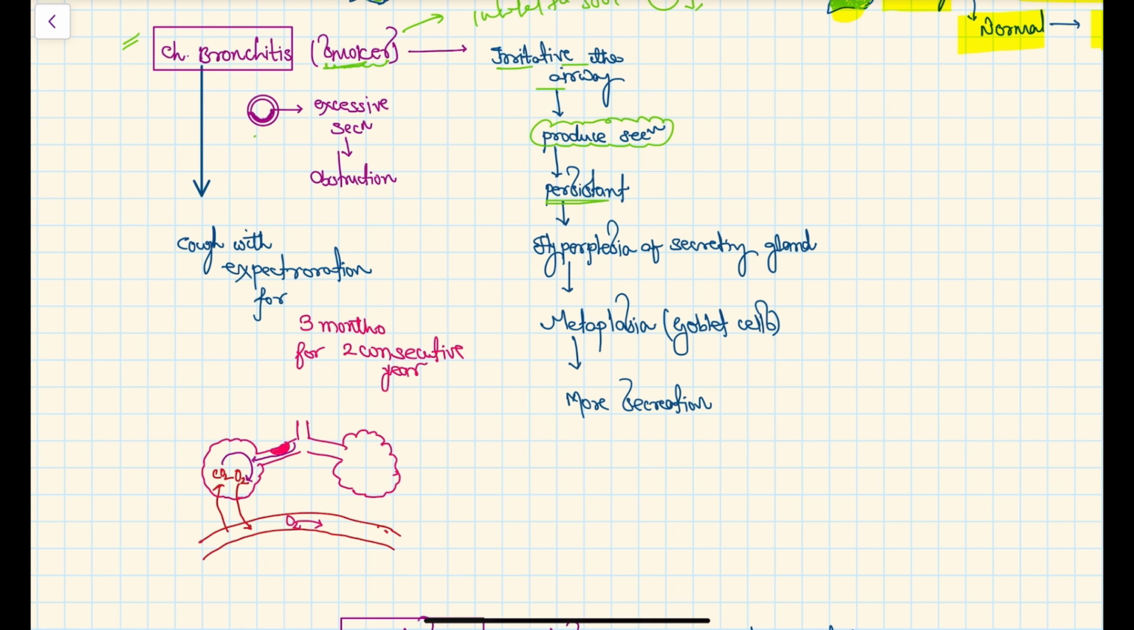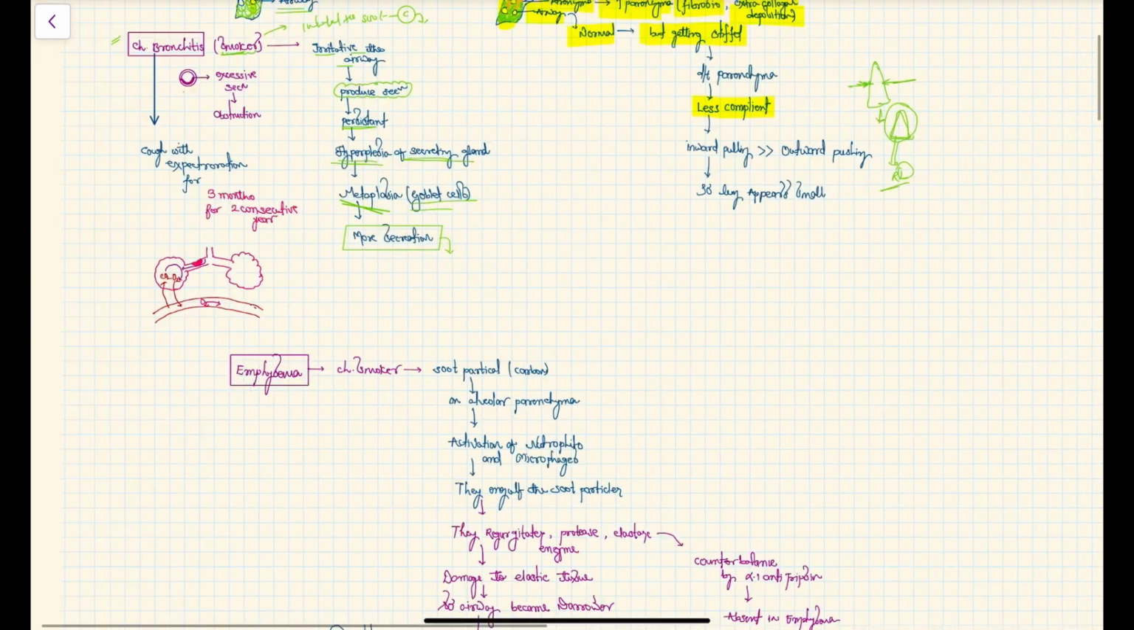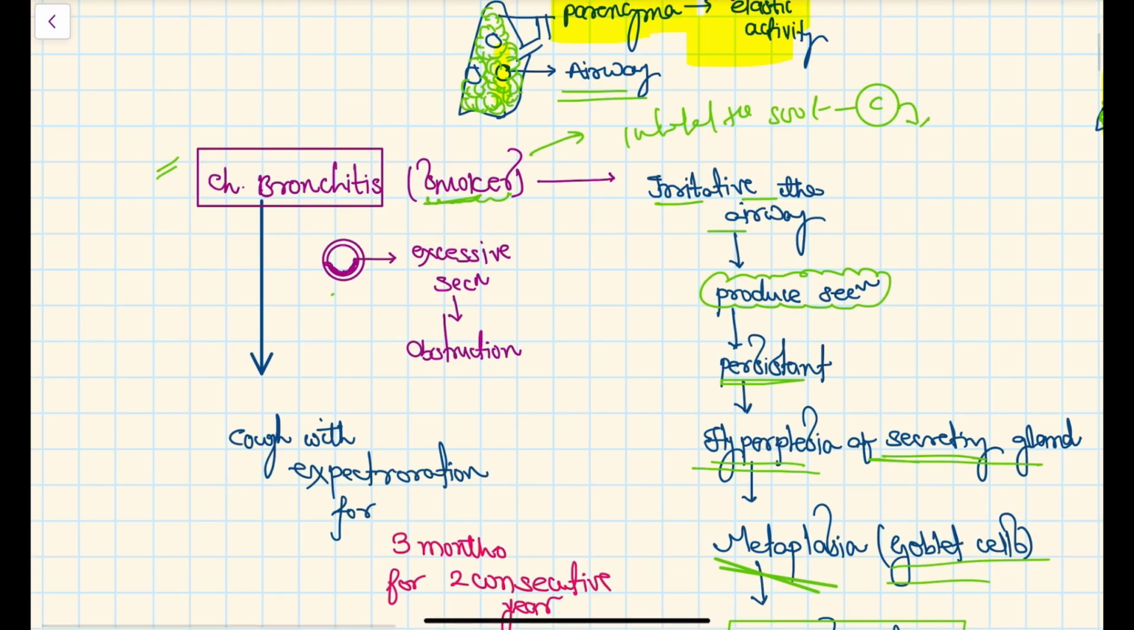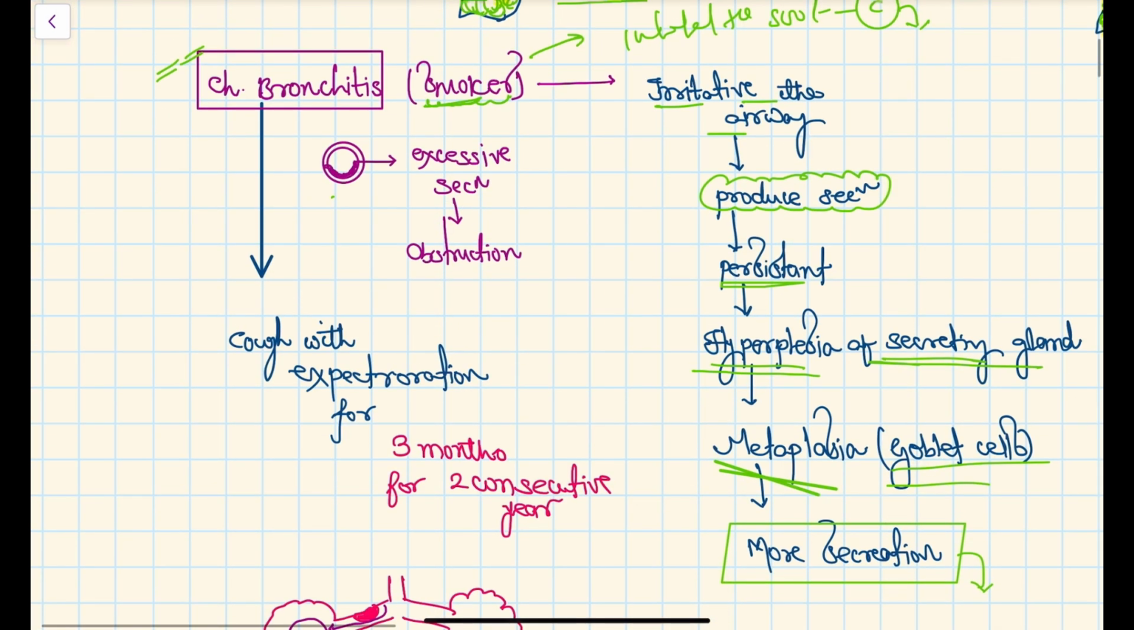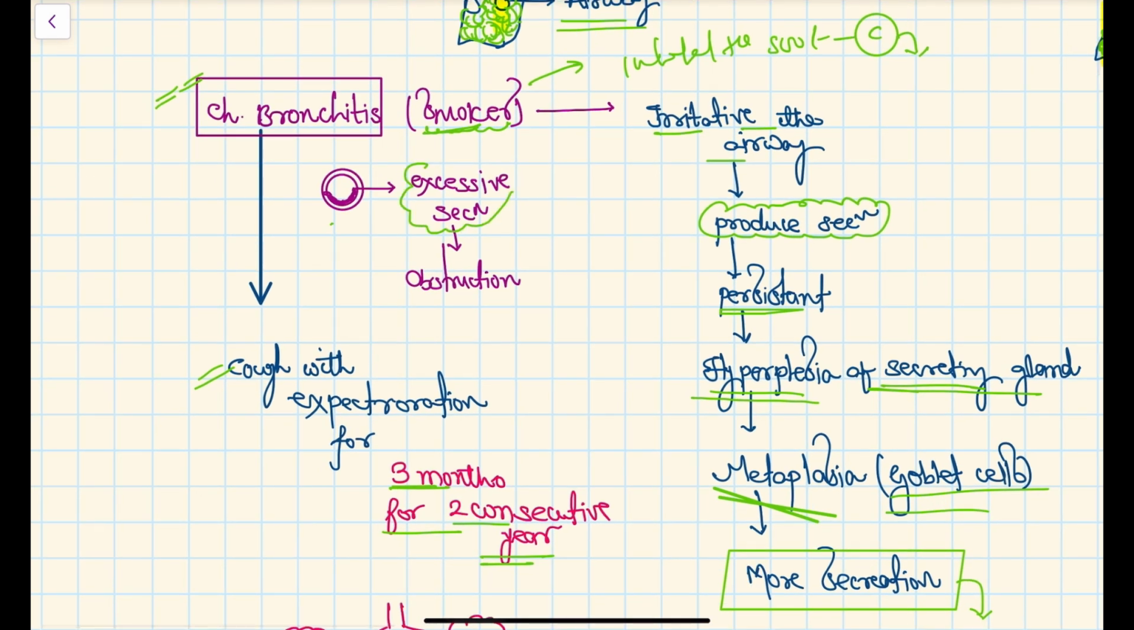Then the secretion continues, so the body adapts and hyperplasia of the mucous glands occurs, with an increase in secretion. Hyperplasia will lead to metaplasia of the goblet cells, which will lead to more secretion. So more secretion means more obstruction. The diagnostic criterion for chronic bronchitis is cough with expectoration for 3 months for 2 consecutive years. See here, excessive secretion in the airway causes obstruction.